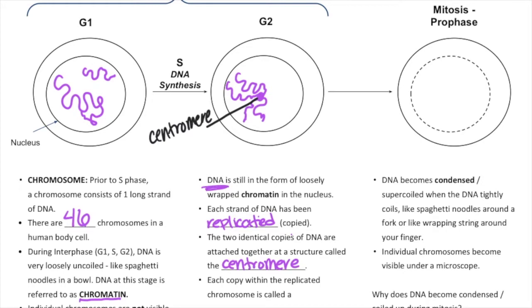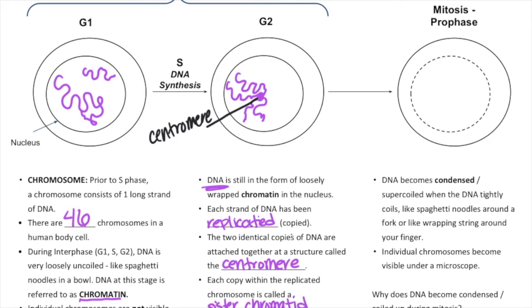You should be illustrating this in your set of notes, by the way, if you're not already doing that. So the centromere is a structure that holds the two copies of a chromosome together. And each of these two copies, now because there's two copies of them, we need to call them something else. We can't just refer to them each as a chromosome because there's two copies of that chromosome. So each copy within the replicated chromosome is called a sister chromatid.